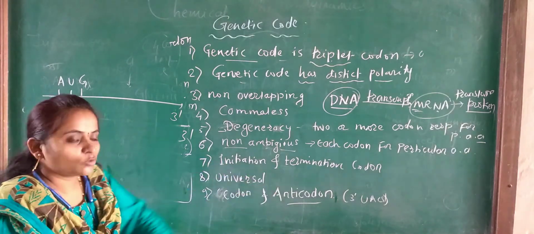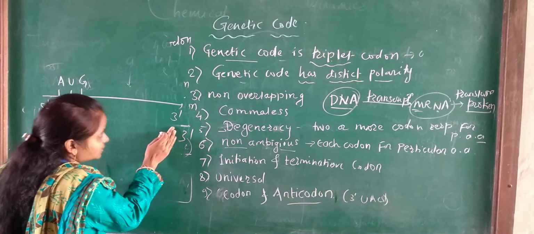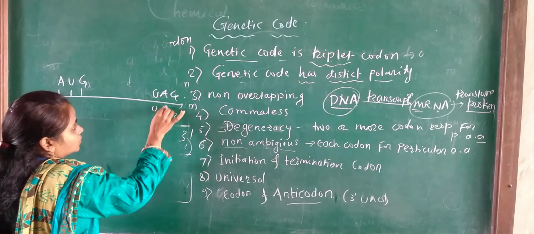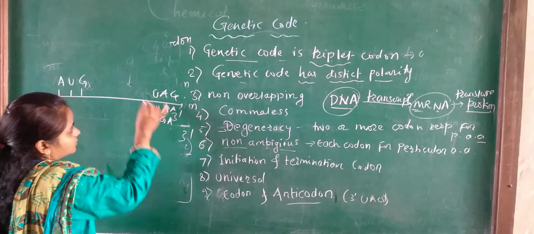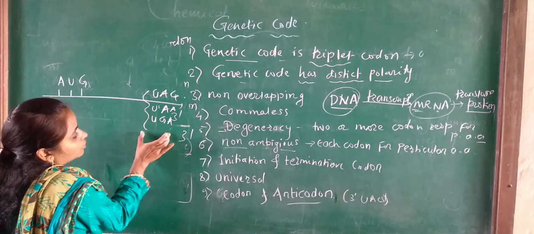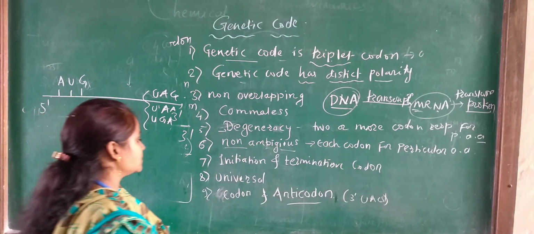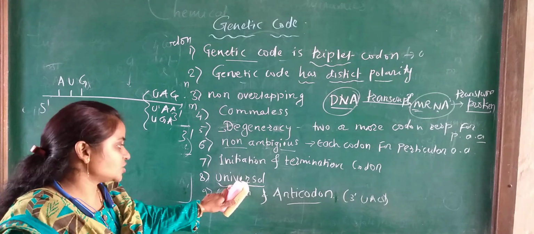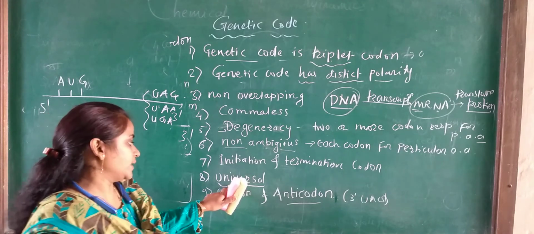And the termination codon is responsible for terminating protein synthesis, that is UAG, UAA and UGA. These are the three termination codons which are present at the 3' end. Next, it is universal in nature, meaning it will not change. It is the same in all living organisms.